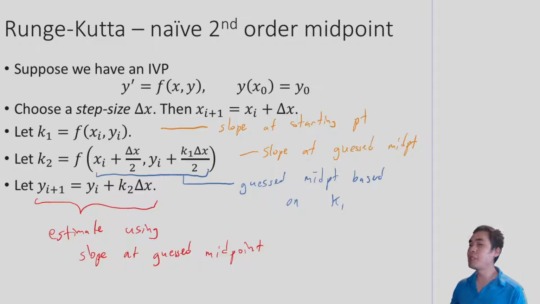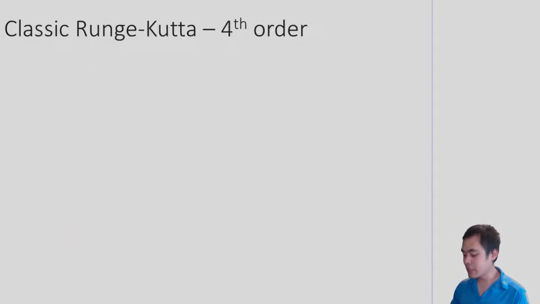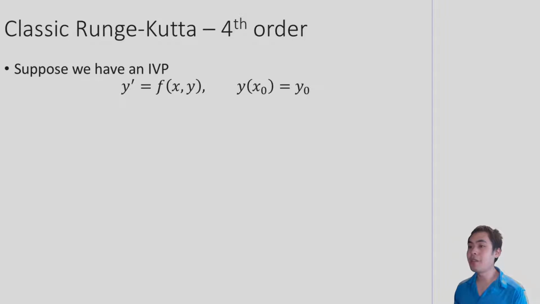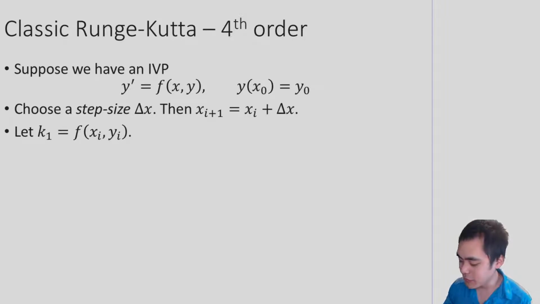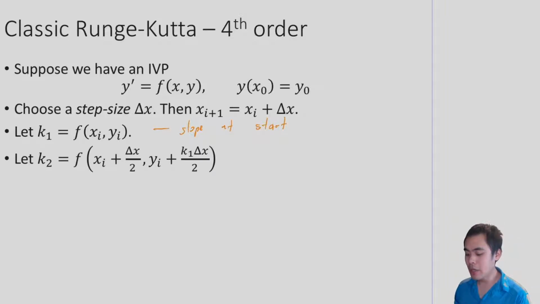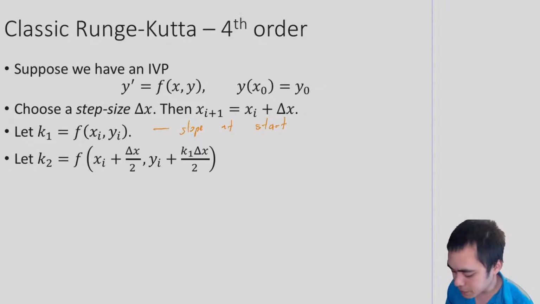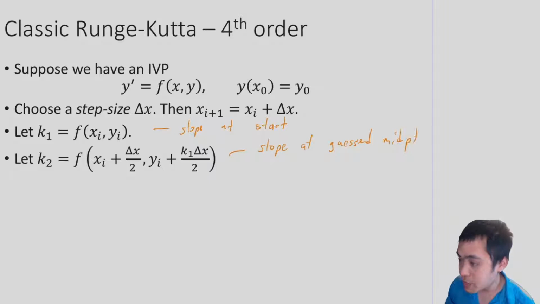So that brings us to classic Runge-Kutta. So this is the actual Runge-Kutta algorithm. It's a fourth order method. So what we do is suppose we have an initial value problem. We choose a step size. Then we get the slope at the start. So that's k1. We have k2, which is the slope at the guessed midpoint based on k1.